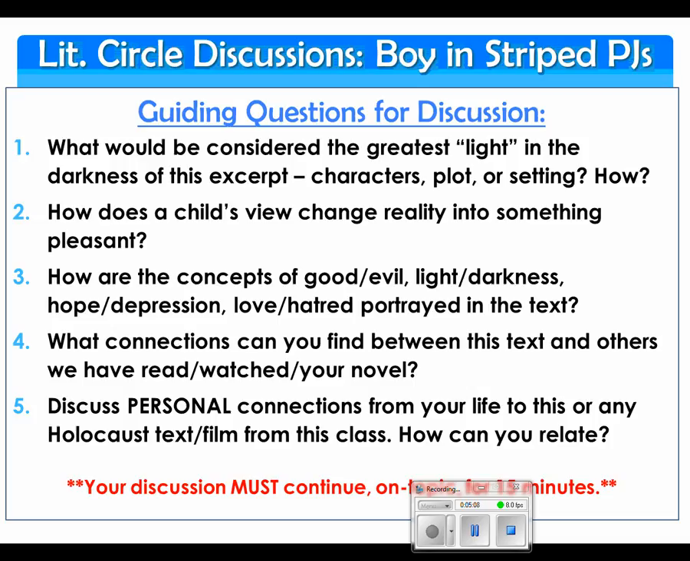So the first one is asking what would be considered the greatest light in the darkness of this excerpt. So what maybe was the best event, the best situation that was happening within this piece? Okay, your second question, how can a child's view change reality into something pleasant? Third, that's one that you folks have seen before. The fourth and fifth are almost identical. The only difference, the fourth one's asking for connections between this text and other texts that we've looked at in class. The fifth one is asking for your personal connection.